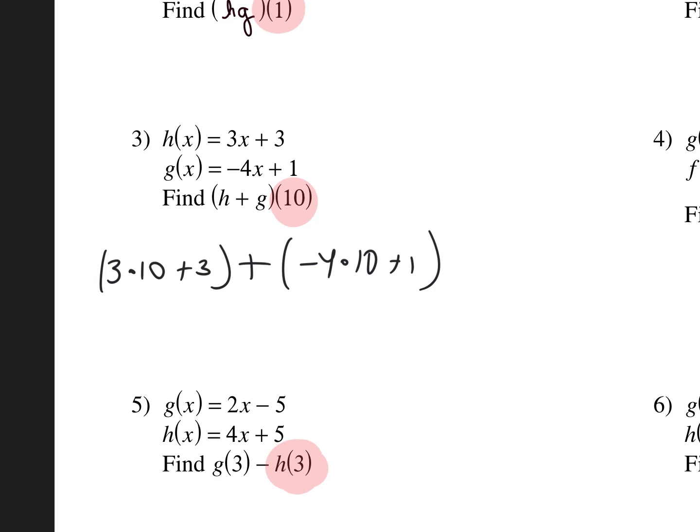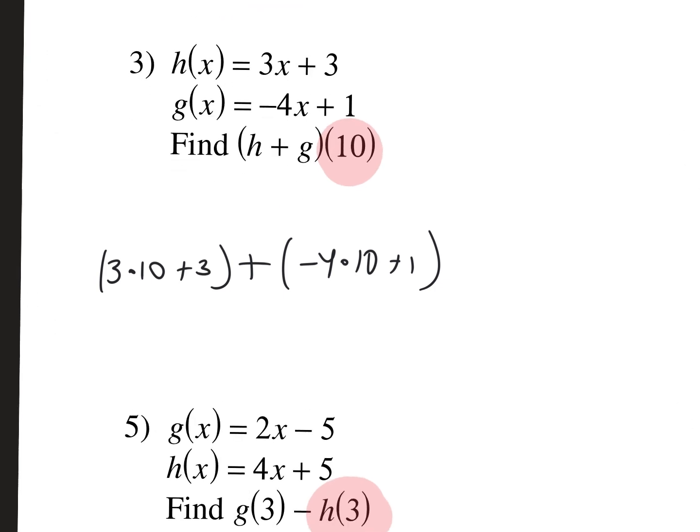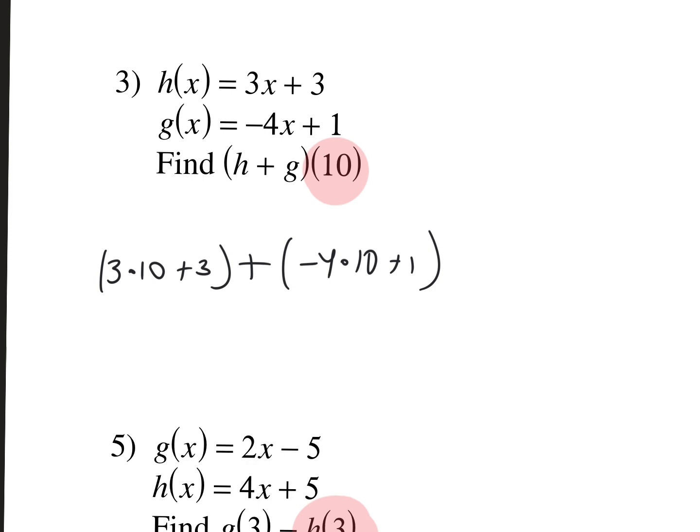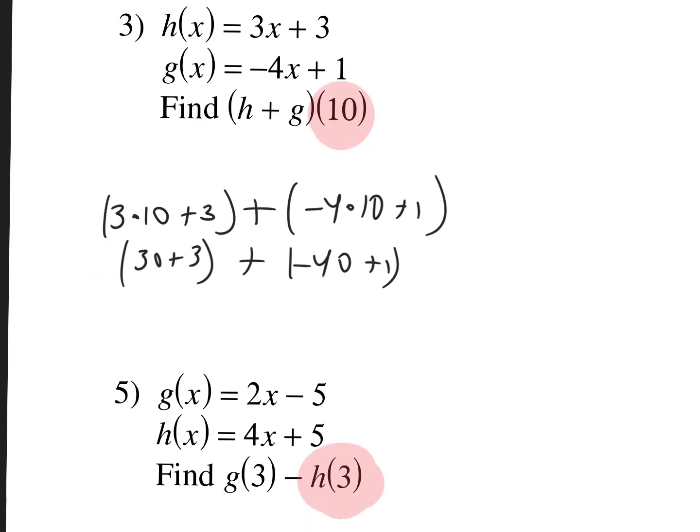So I just went ahead and plugged the 10 into the h function and then into the g, and then I'm going to add that together. You're welcome to do that if you wanted to. This is 30 plus 3, right? Plus negative 40 plus 1. So then this becomes 33 minus what? 39? So then your answer here would be negative 6.